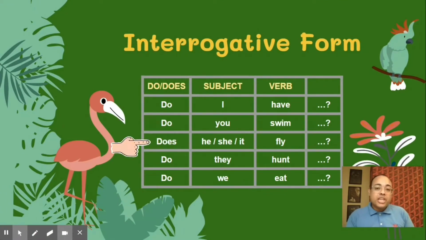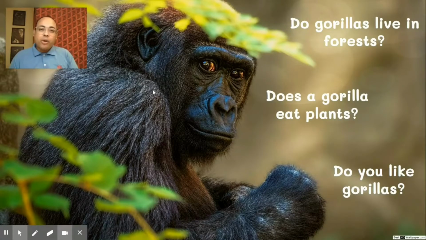But for he, she, and it, it's a little bit different because instead of do, you're going to use does. For I, you, they, and we use do in the beginning of the sentence. You, it doesn't matter if it is in the singular or plural, we use you, right? And for the third person of singular, we use does. Here I have some examples to help you understand better.